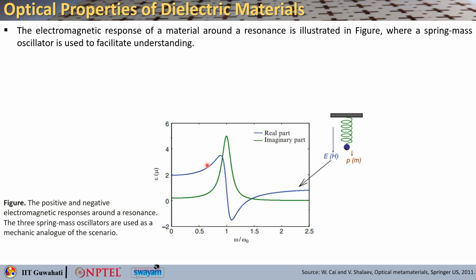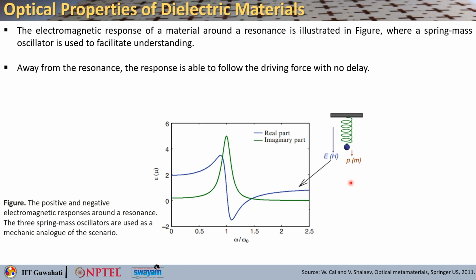Now, this particular resonance you can actually model like a spring mass oscillator, which can help you in better understanding. So, you have the electric or the magnetic field this way, but we are mainly talking about the electric field, and you can see that the mass on the spring, or the polarization, is also in the same direction. Now, when you are far away from the resonance, the response will be able to follow the driving force with no delay.